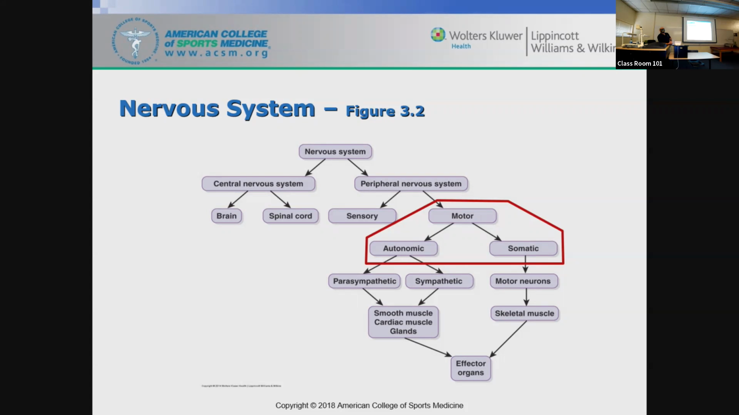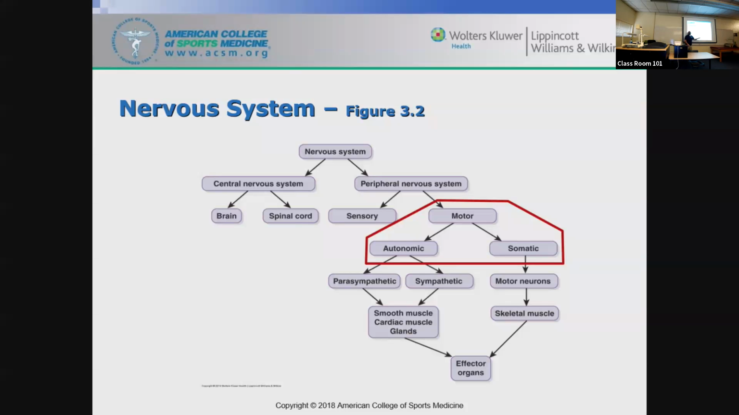Sympathetic is the fight or flight response. So this is where you'll have an increase in heart rate, blood pressure, breathing rate. It is what it sounds like. If you are being attacked by a grizzly bear, your body's going to react with this system, the sympathetic nervous system. Same thing also happens during exercise.